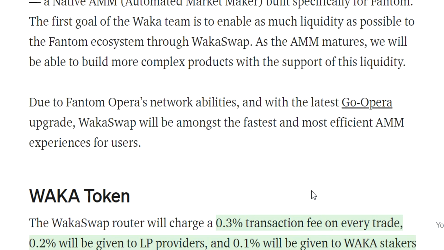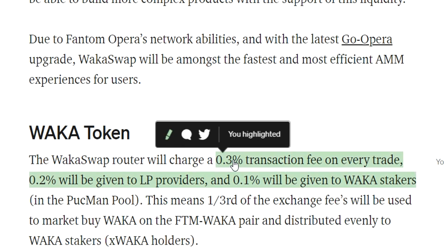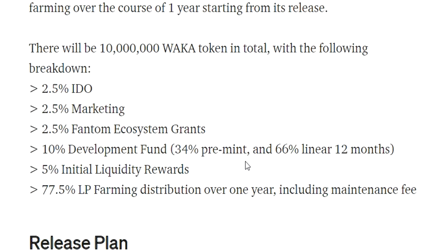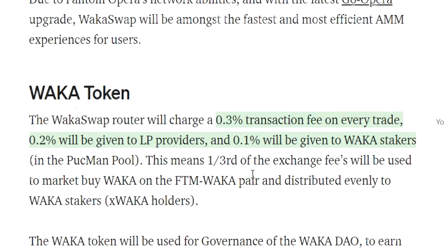Okay, so going down, the next thing we will talk about is the WAKA token. Every trade on the WAKA swap has a 0.3% transaction fee, like a trade fee, and 0.2% of that fee will be going to the liquidity providers, and the remaining 1/3 will go to the WAKA stakers. So the people who stake the WAKA token will gain 1/3 of all the fees on the protocol, which is pretty good. So down. And that's it for this article.